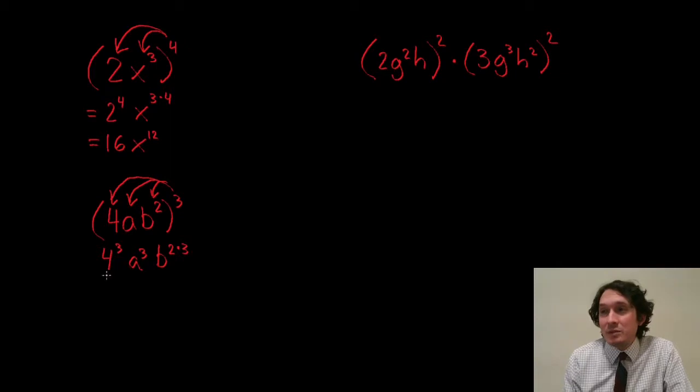4 to the power of 3, that's one that we know, it's just 64. A to the power of 3, a cubed, it's just a cubed, but then 2 times 3, that's an operation we can do. This is b to the power of 6.